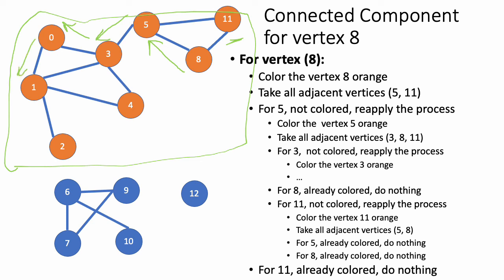From 1, I will try to go to 0, but I don't because 0 is already colored. But then I will go to 2. And for 2, again, I don't go back because it's already colored. Now, as you can see, I go a lot in depth. So I went as far as possible first. Then, after I finish 2, I will try to go to 3 and I will stop because it's already orange. It was already orange because I passed through it.